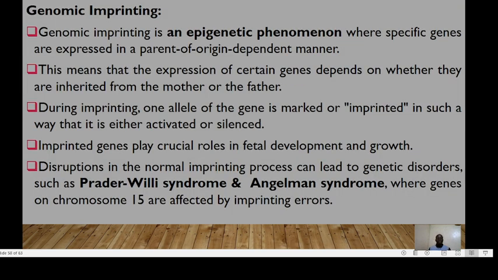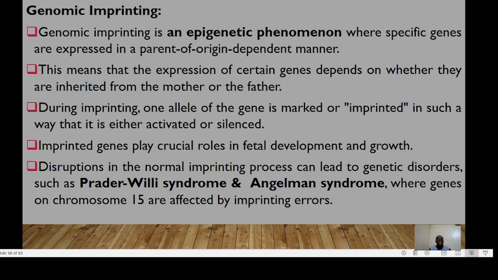So, for genomic imprinting, okay, genomic imprinting is an epigenetic phenomenon where specific genes are expressed in a parent of origin dependent manner. So this means that the expression of certain genes depends on whether they are inherited from the mother or the father. So during imprinting, one allele of the gene is marked or imprinted in such a way that it is either activated or silenced. So imprinted genes play crucial roles in fetal development and growth.